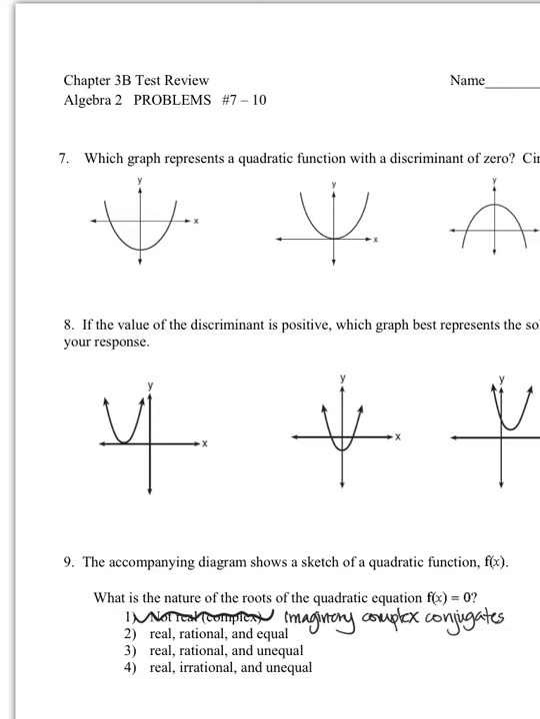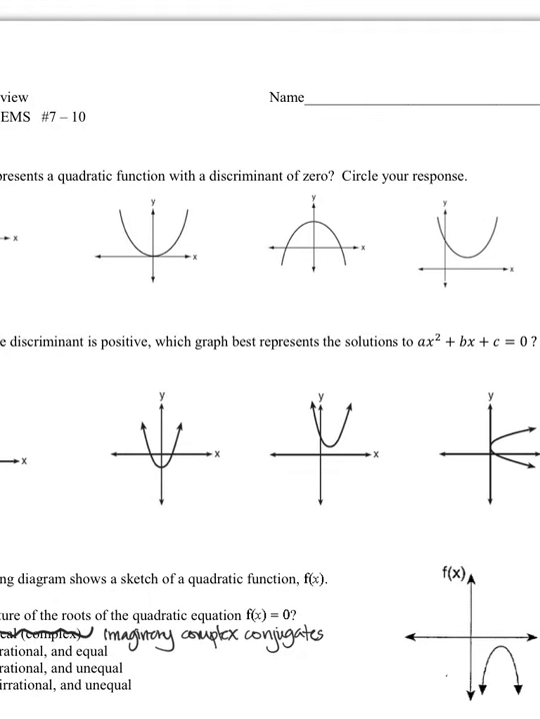So number 7 asks us which graph represents a quadratic function with a discriminant value of 0, and we're to circle our response. First things first, let's do a quick refresher of what the discriminant is. B squared minus 4 times A times C. I like to use parentheses around it. It just helps when you're putting it in the calculator.